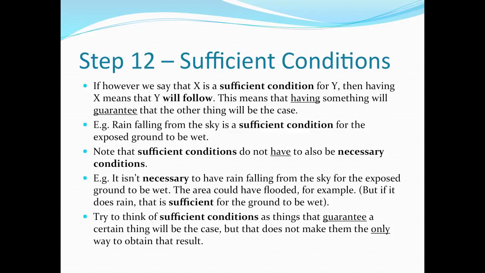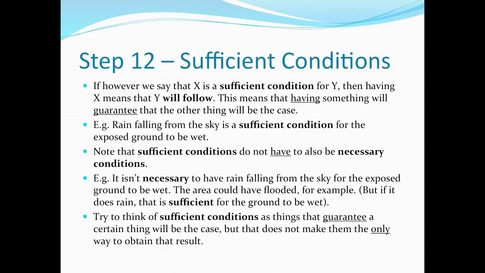Try to think of necessary conditions as the things you need, but they might not be the only things you need. Step 12. Sufficient conditions. If, however, we say that x is a sufficient condition for y, then having x means that y will follow. This means that having something will guarantee that the other thing will be the case. E.g., rain falling from the sky is a sufficient condition for the exposed ground to be wet.